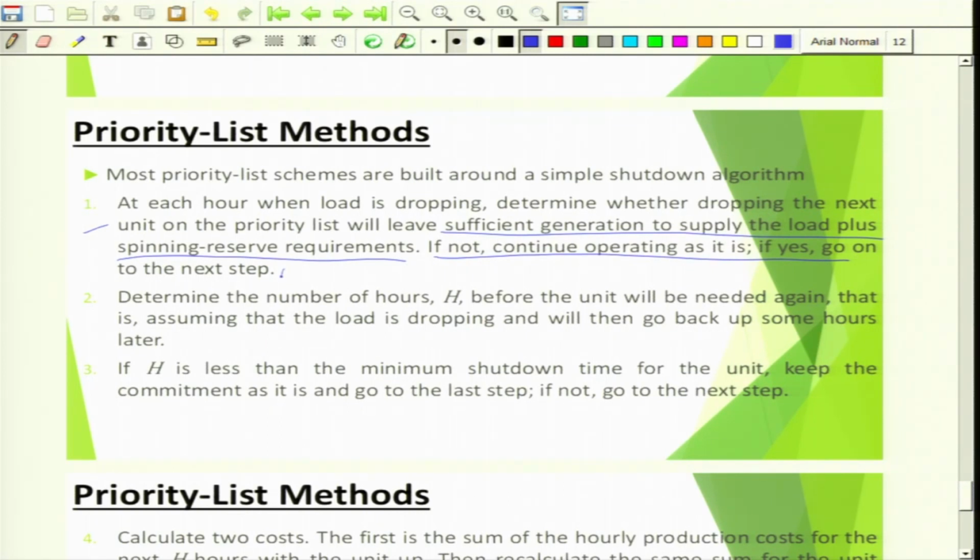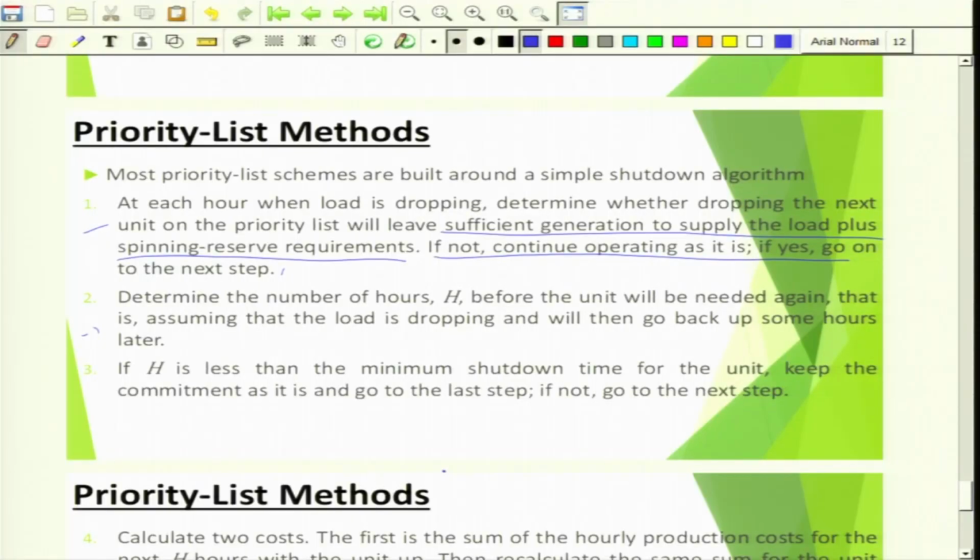That means if, let us say, bringing the unit down, you cannot meet the load demand, or even if you meet the load demand plus losses, the spinning reserve may not be met, then you do not have to take the risk. So it is better to continue the system even though the load is dropping. Now what the next step is suggesting: let us say you have sufficient reserve available, you are allowed to turn off that specific generator.